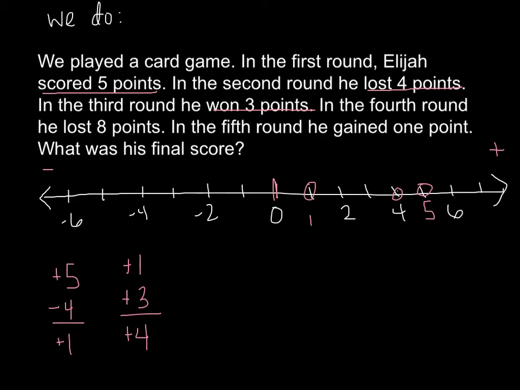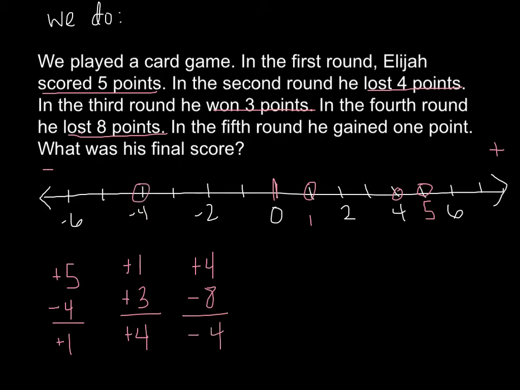In the fourth round, he lost 8 points. So we had positive 4, and now he has lost. Lost is a negative, negative 8. So we're going to start at the positive 4 where we left off, and he's going to go negative 8. 1, 2, 3, 4, 5, 6, 7, 8. That puts him right here at negative 4.